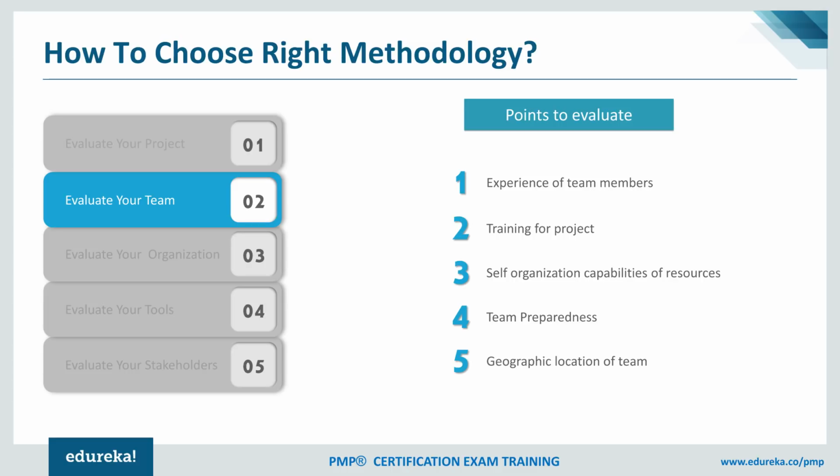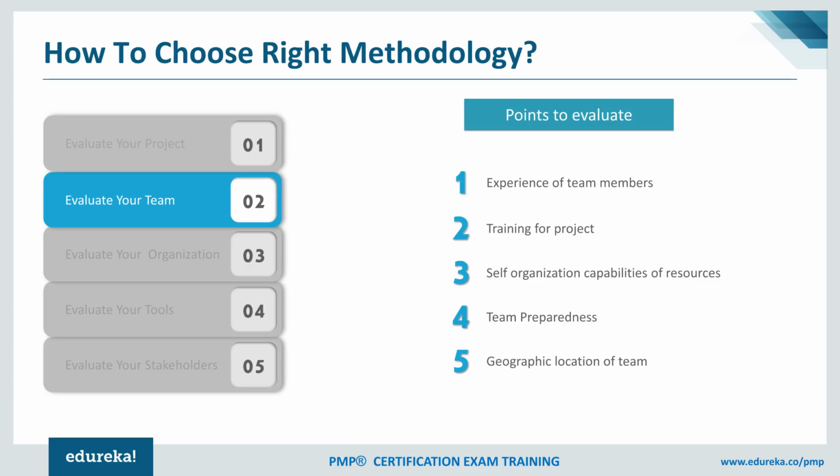Self-organization capabilities of resources. Whether the resources that you're using have the capabilities of self-organization or not. If not, how can we make sure that's in place before we choose any methodology? On an Agile project, we expect the team to be self-organized. In order to reach that level, we need people who understand what self-organization is. Team preparedness. Is the team ready to take on the challenges of DevOps, right? Does the team have enough technology knowledge? Is the team empowered enough to take decisions quickly and move fast? All those things are equally important to check as well.